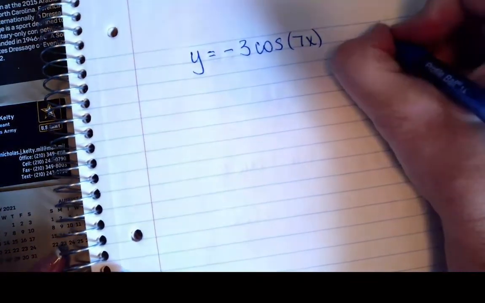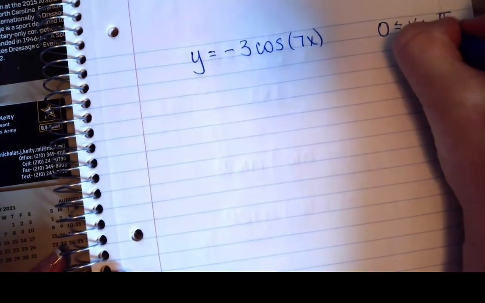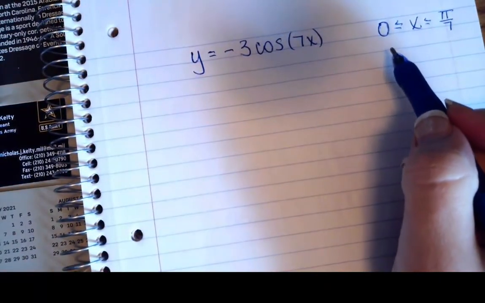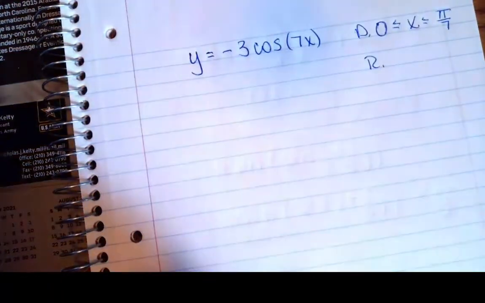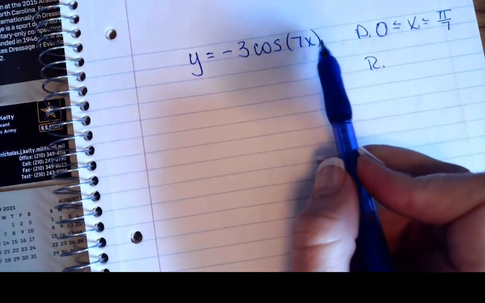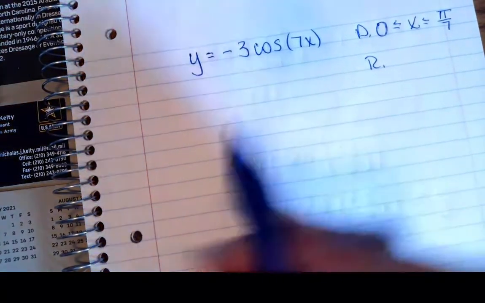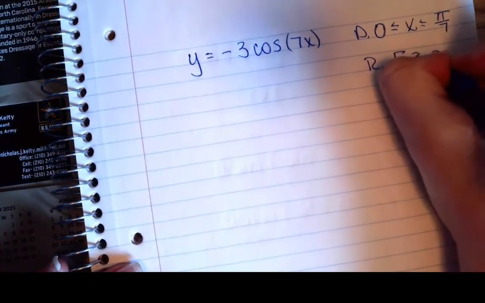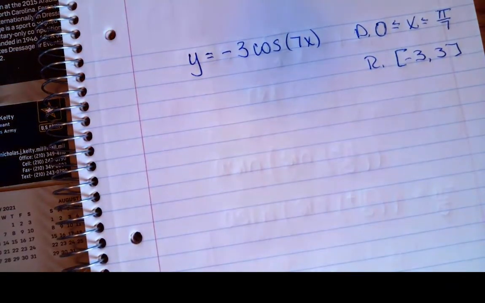So my domain is actually given to me: x is between 0 and pi over 7. And that's given to you. So that's your domain. Well, what's your range going to be? Your range did not shift up or down. It did flip, but I don't care about that. And your amplitude is now 3. So instead of going from negative 1 to positive 1, it's going to go from negative 3 to positive 3. So y will be between negative 3 and positive 3.